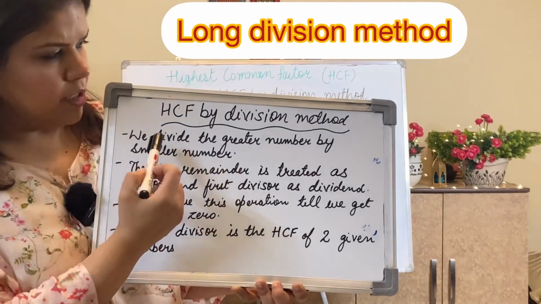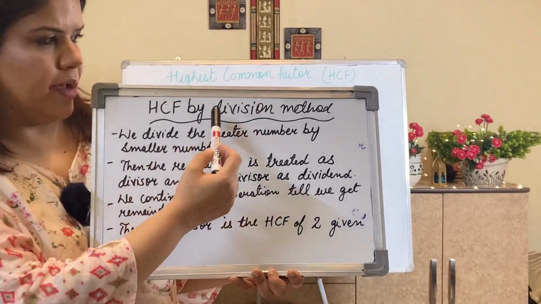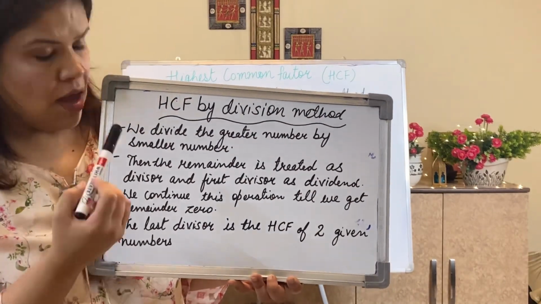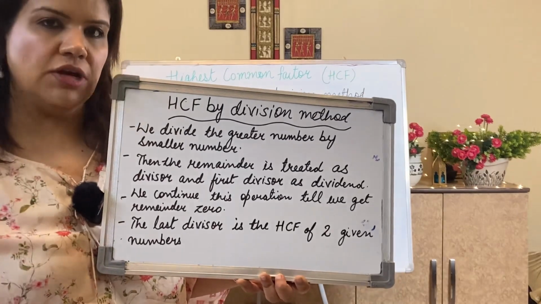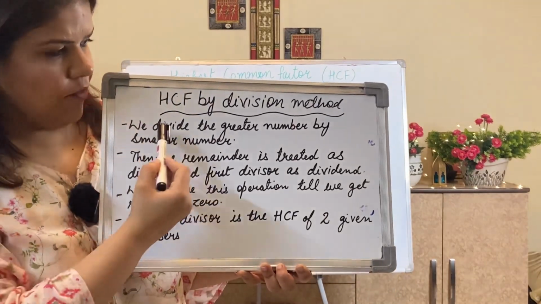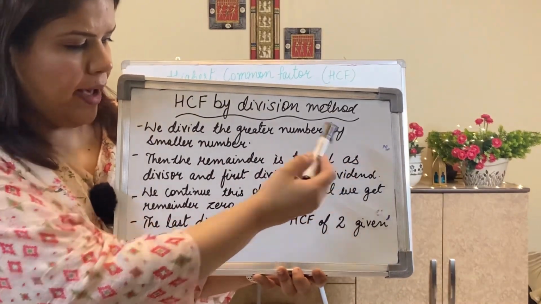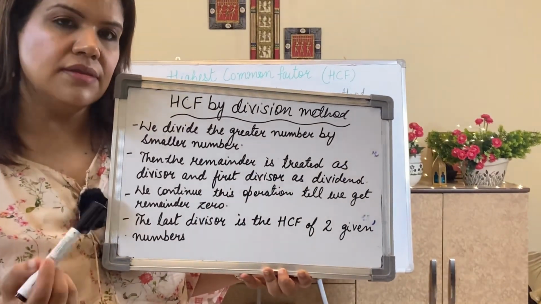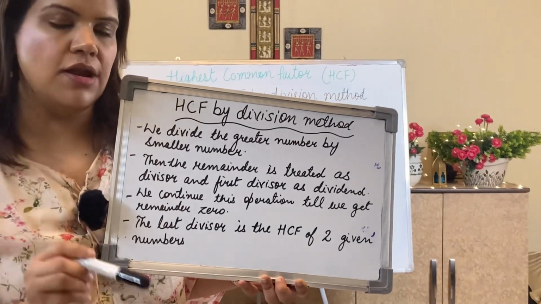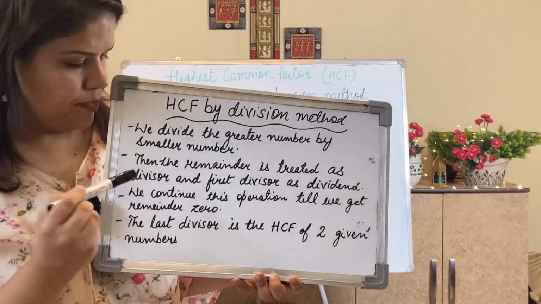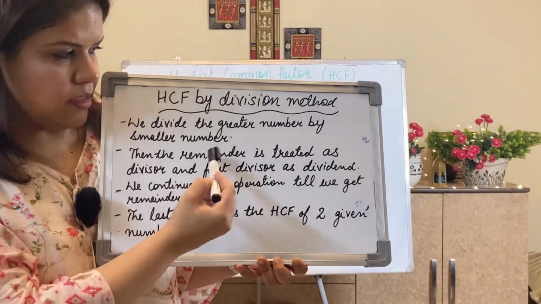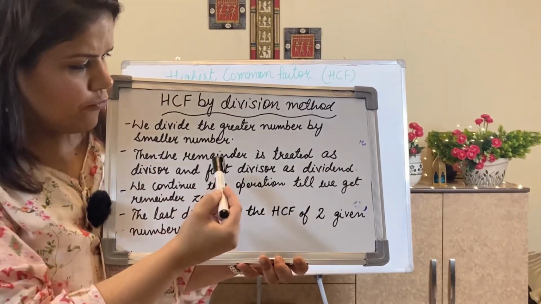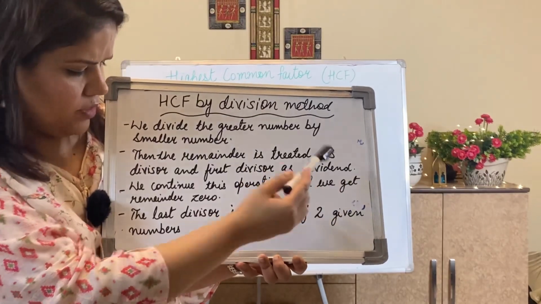Now I am taking third method, that is HCF by division method. First I am telling you about the steps. We will be getting two numbers or three numbers. We divide the greater number by the smaller number. Whatever is the greater number, that will become dividend. Smaller number will become divisor. Then the remainder is treated as the divisor and first divisor as dividend.